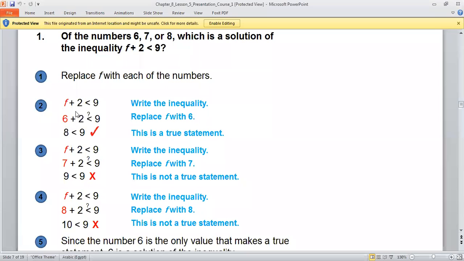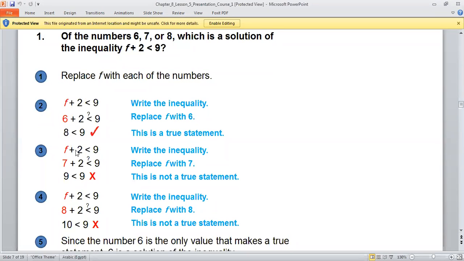So 6 plus 2 gives me 8. Is 8 less than 9? Yes. 8 is less than 9. So this statement is true. We will go to the next.